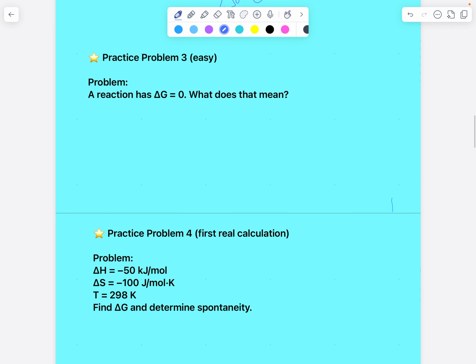Okay, practice problem 3. A reaction has delta G equals 0. What does that mean? Come on now, I just told y'all. It's at equilibrium. And remember what equilibrium means, right? Equilibrium means the forward and reverse reactions are happening at equal rates.